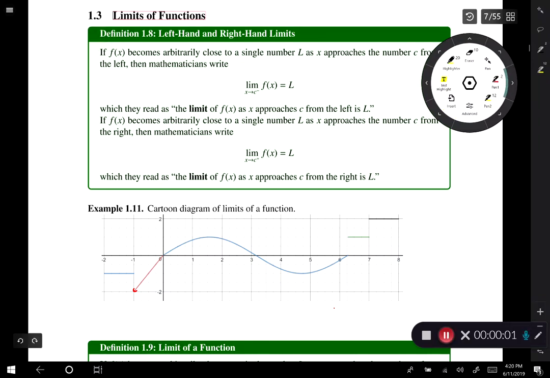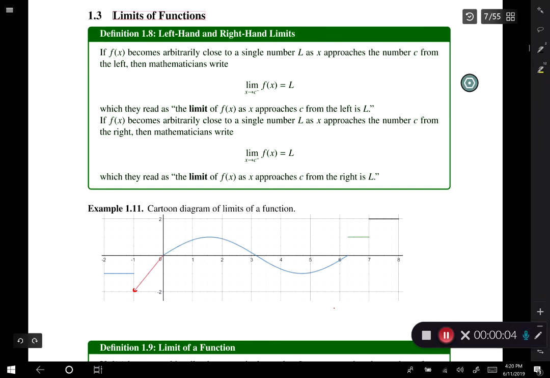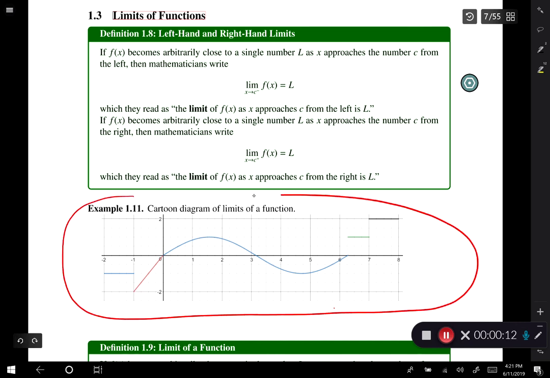Okay, welcome back. In this video, we've already defined what left-hand and right-hand limits are in a previous video. Now what I'd like to do is have you look at this example 1.11, and I want you to circle all the places where the left-hand limit of the function does not equal the right-hand limit of the function.